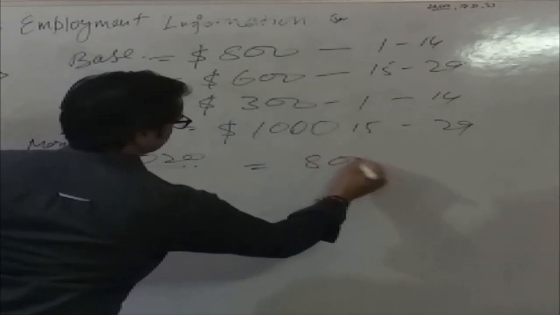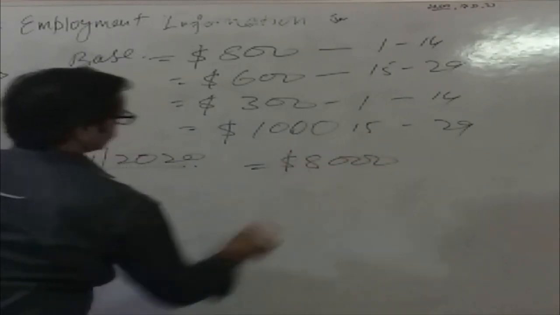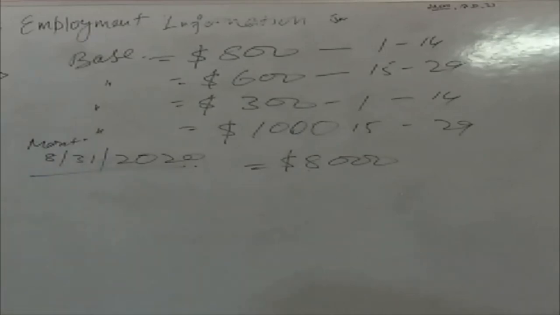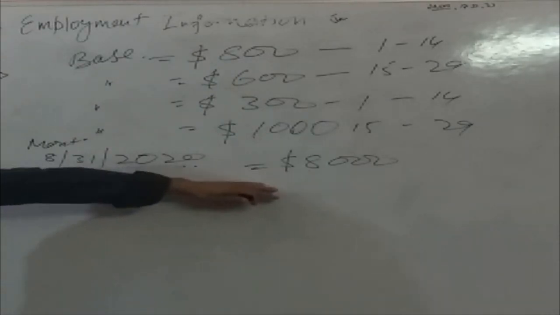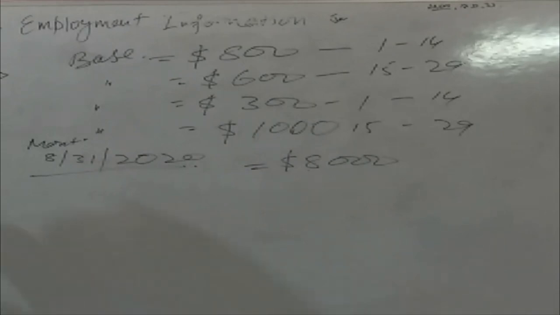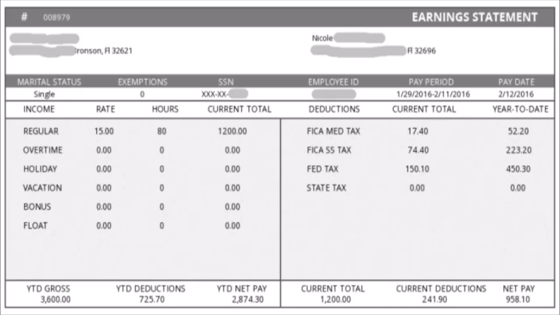around $8,000 till now. I mean, from the 1st of January till 31st August, the borrower almost earned $8,000. Fine, this is the YTD, year to date. Till 8/31, the borrower earned around $8,000.